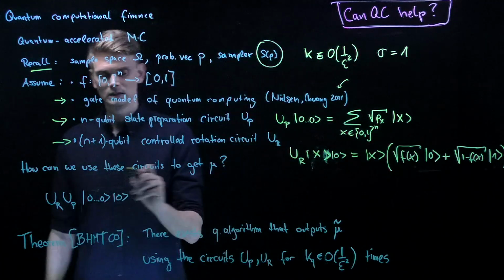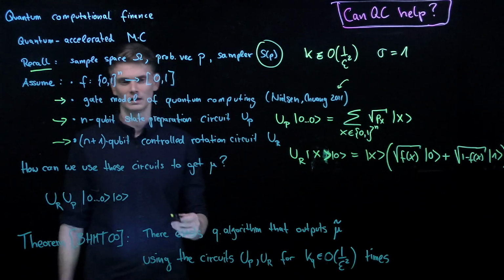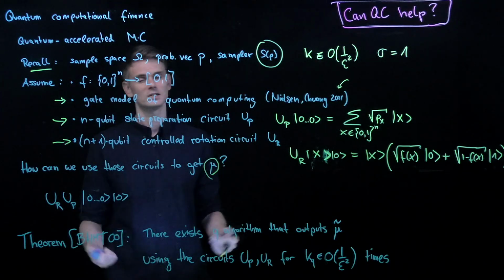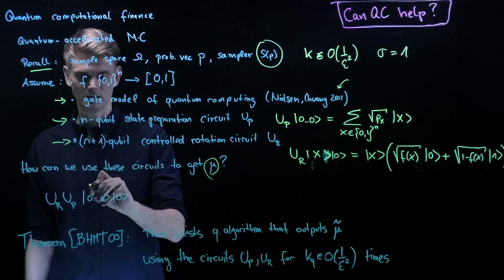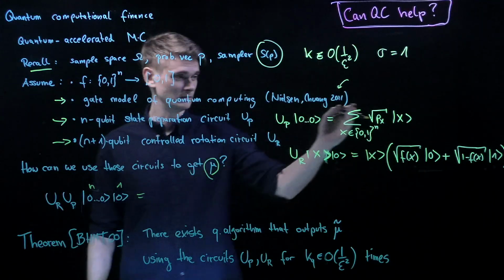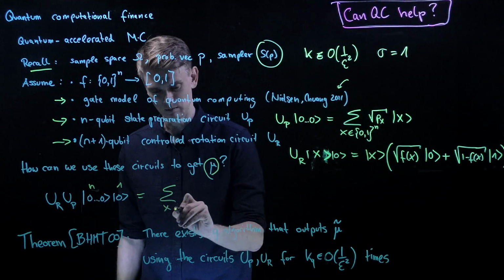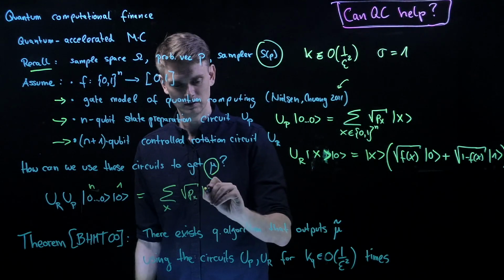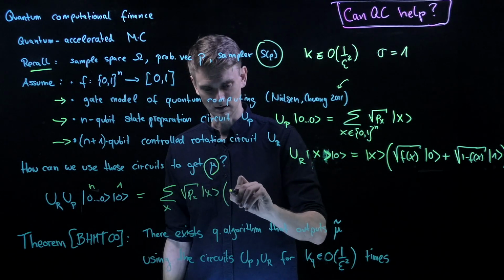So what can we do with this controlled rotation circuit and the state preparation circuit? How can we use these circuits to get our desired expectation value? For that, let's see how these circuits act on the computational initial state. I have my n qubits here and 1 qubit here. Using these two steps sequentially, what we will obtain is the sum over x of square root of p of x, x, and again our rotated ancilla.